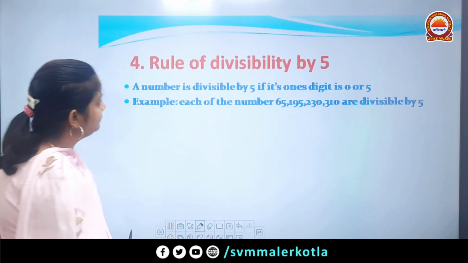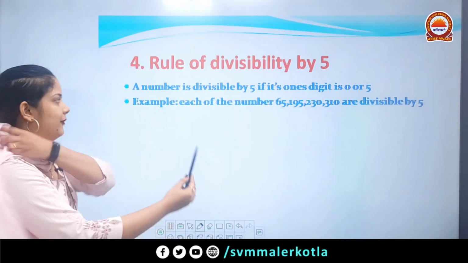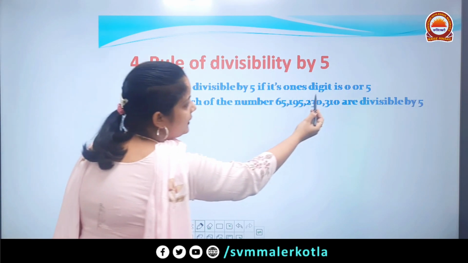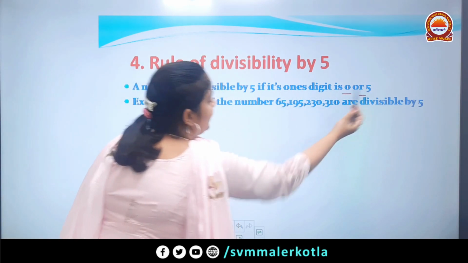Next, rule of divisibility by 5. A number is divisible by 5 if its ones place digit is 0 or 5.